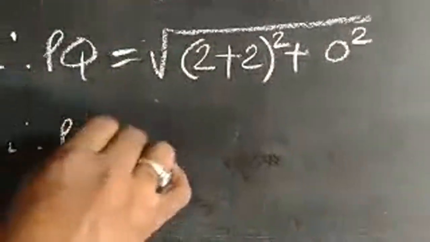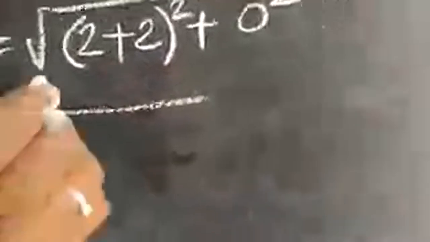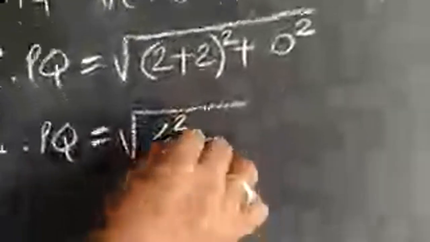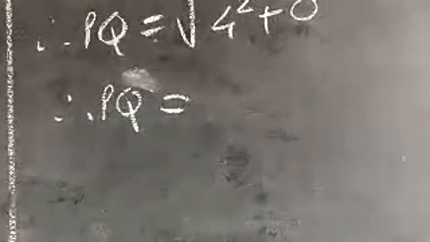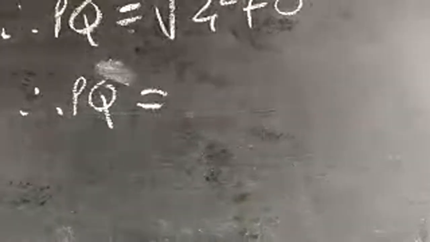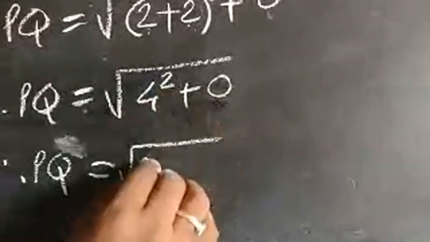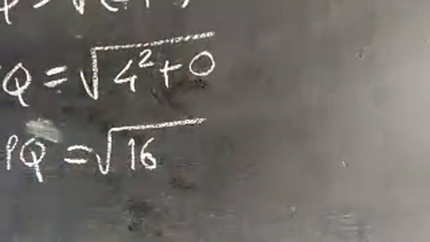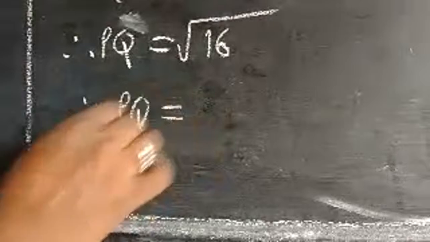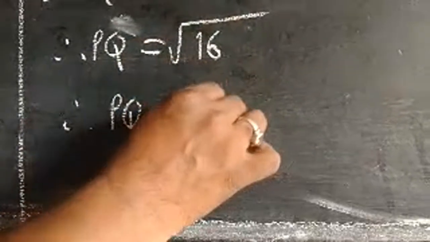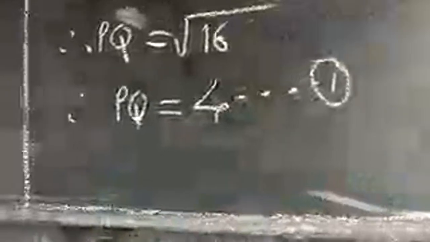PQ is equal to square root of 4 bracket square, as addition is 4 square, 0 square is 0. Therefore, PQ is equal to square root of 16 plus 0, means 16 we get. Therefore, PQ is equal to 4, root of 16 is 4, and that is equation 1.